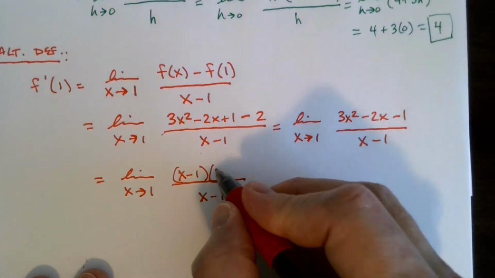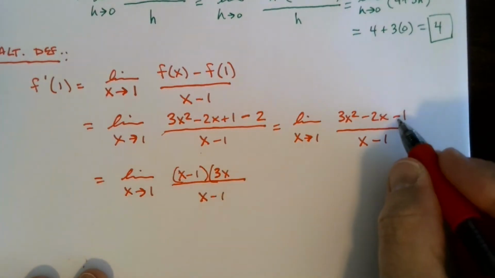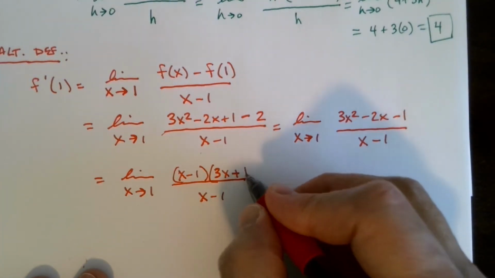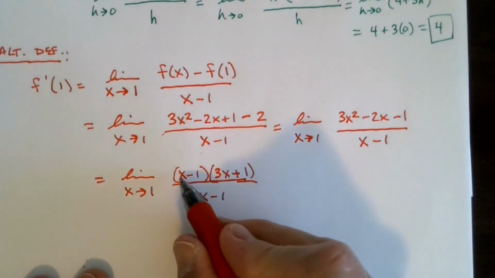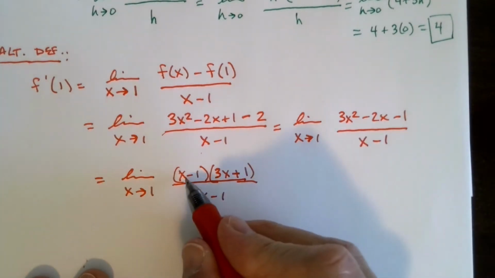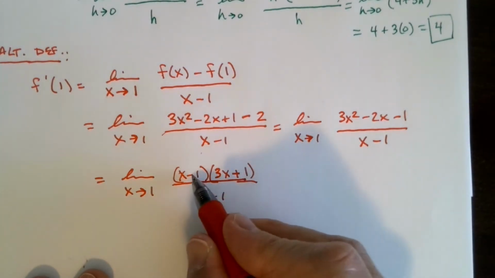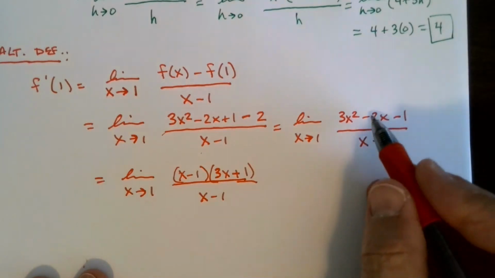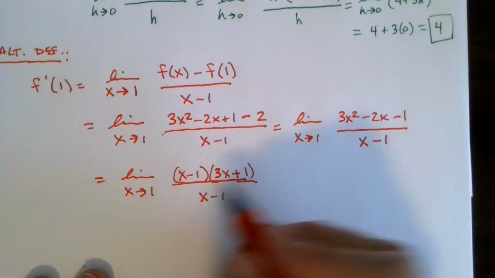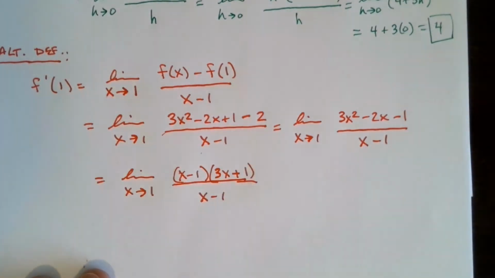Well, I've got a 3x squared. That's going to have to be 3x. And then the last is negative 1, so this has to be a plus 1. Let's make sure that works. x times 3x is 3x squared. The outer is positive x. The inner is negative 3x. That combines together to give me negative 2x. Last times last is negative 1.